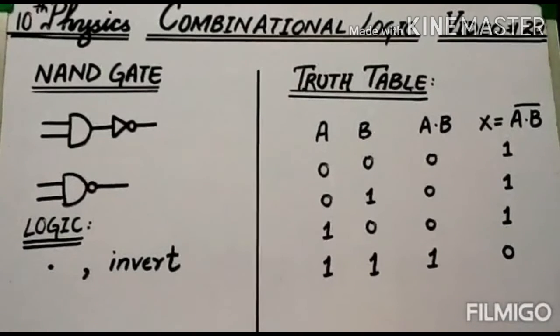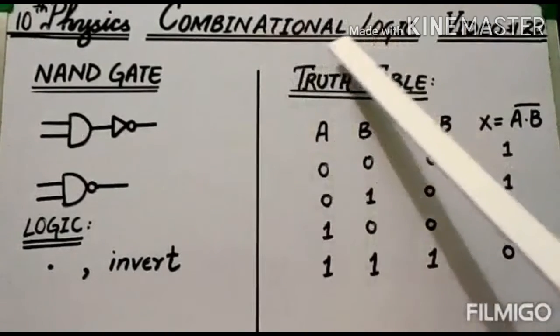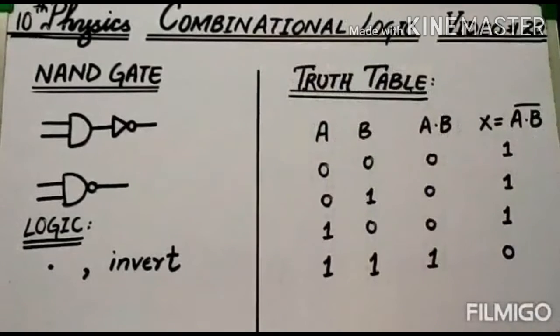Now the next topic that we are going to discuss is combinational logic. From the name it is obvious that we will be combining the logic gates in order to get new types of gates. The first gate that we will study under this is the NAND gate.